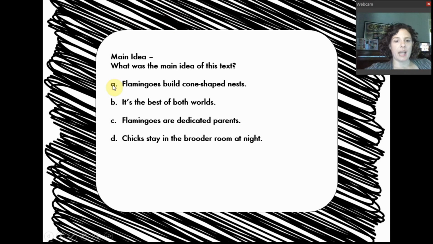We'll go over them again. A, flamingos build cone-shaped nests. B, it's the best of both worlds. C, flamingos are dedicated parents. Or D, chicks stay in the brooder room at night. So which one was the main idea? That's right. Flamingos are dedicated parents. Good job.